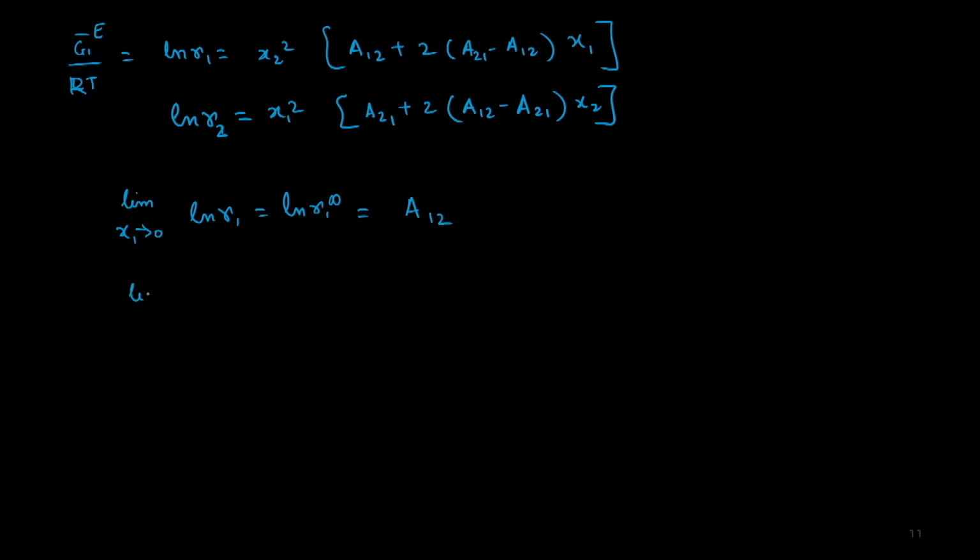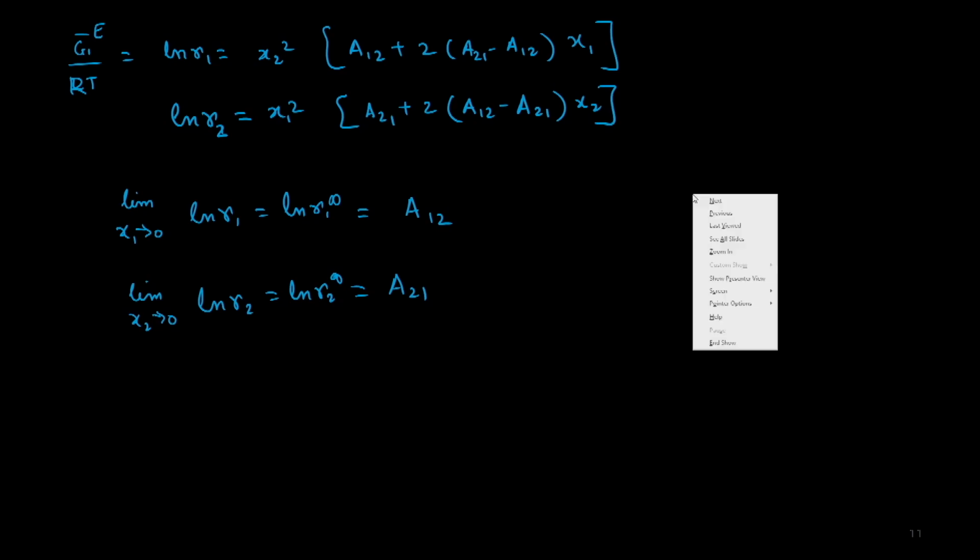And similarly, if we take the limit as x2 approaches 0 for ln gamma 2, we get ln gamma 2 infinity, and for that quantity as x2 approaches 0, notice that x1 will approach 1. This term drops out and we are left with A21. So as you can see, in this case, the infinite dilution activity coefficients for species 1 and 2 are not the same, they are different. One of them is A12, the other one is A21.